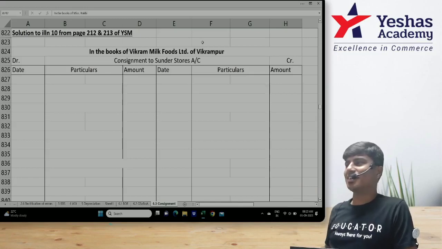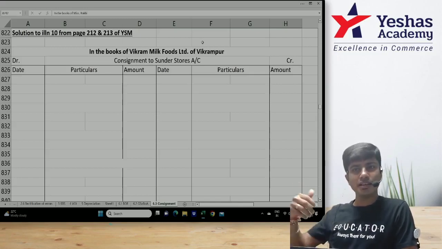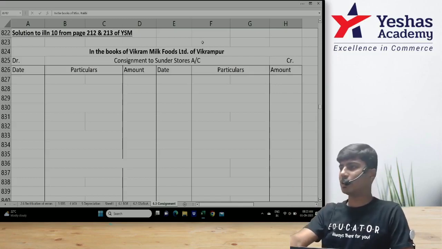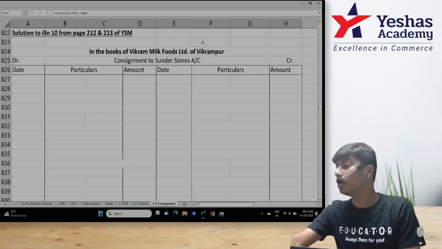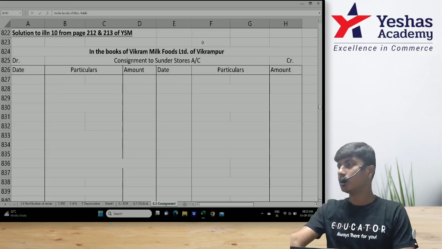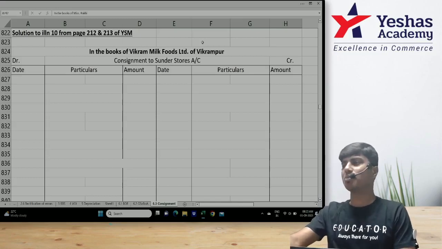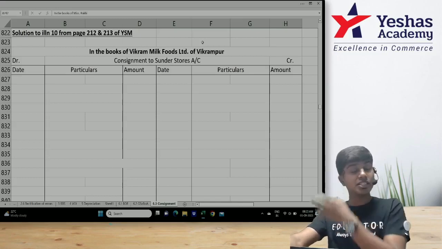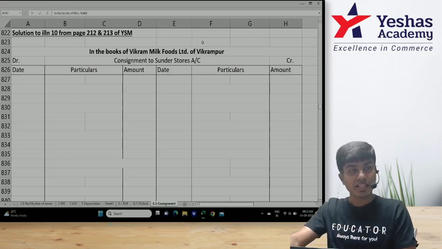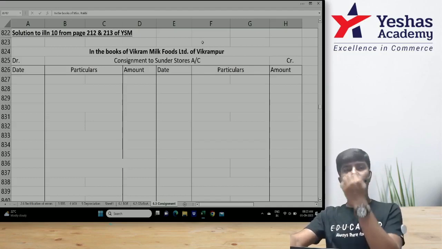Okay, we'll tell you. What is the journal entry for goods sent on consignment, everyone? Consignment account debit to? Very good. There's a follow-up entry for the same: goods sent on consignment account debit to purchases. After that, expense is incurred by the consignor. Consignment account debit to? Expense is incurred by the consignee. Consignment account debit to consignee.